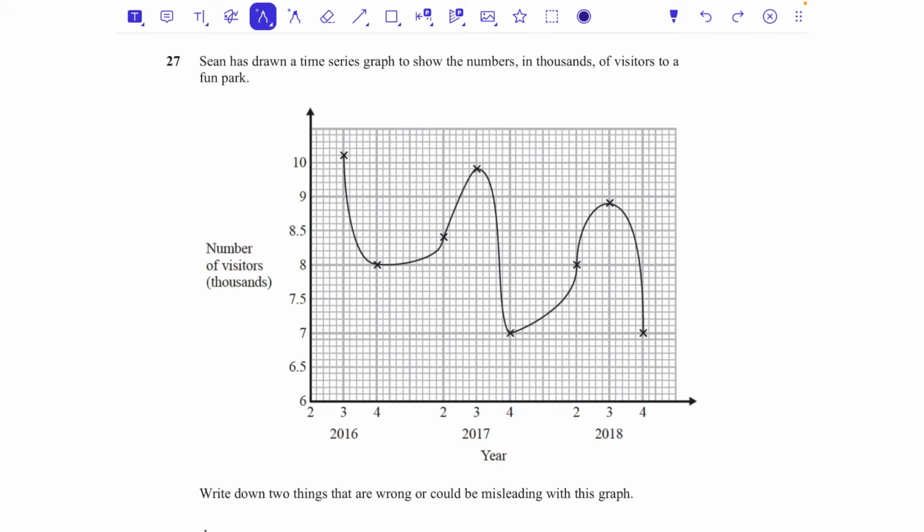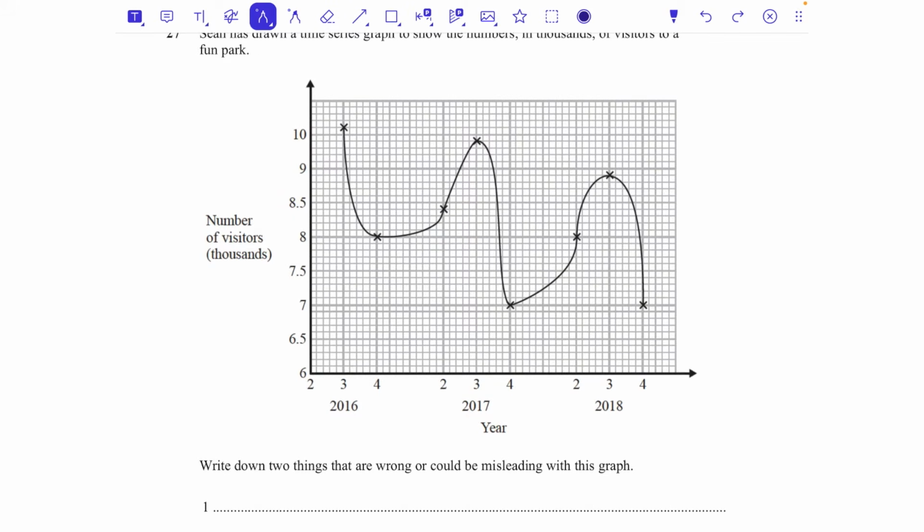The thing that you needed to spot is it said write down 2 things that are wrong or misleading with the graph. Now, this graph is talking about number of visitors to a fun park in thousands. We've got 2016, we've got 2017, and we've got 2018. And the numbers, the 2, the 3, and the 4, we can assume that they relate to the quarters of the year. So the first quarter of the year, the second quarter, the third quarter, the fourth quarter of the year.